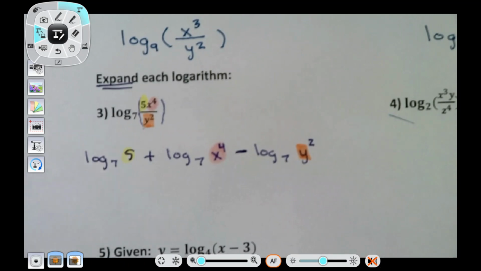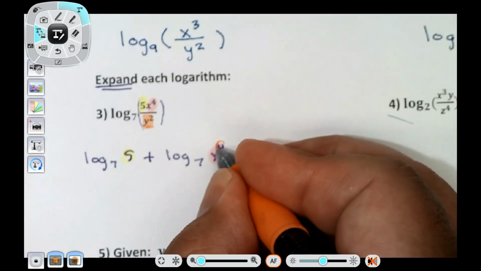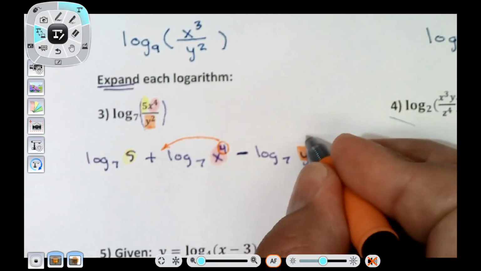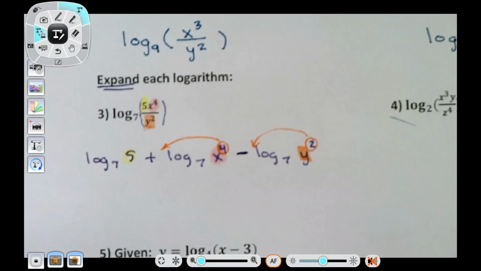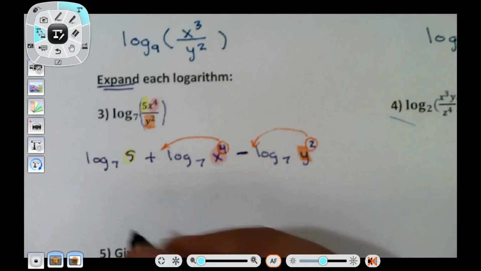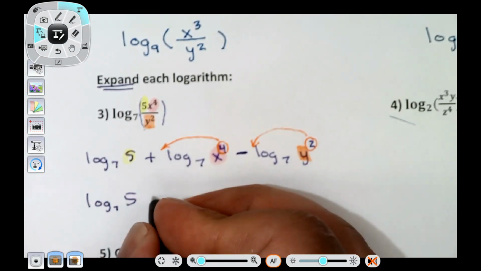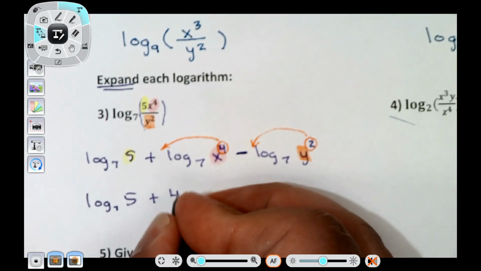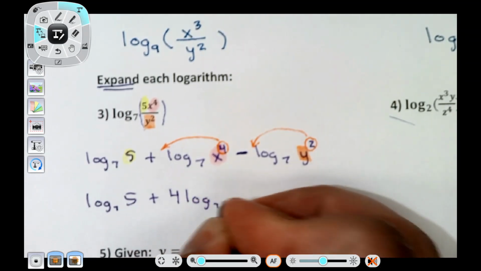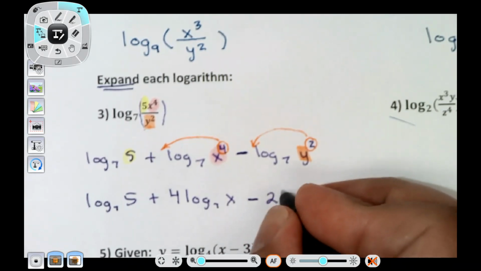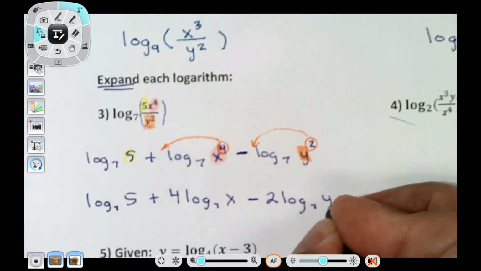Well, we already know what we can do. According to our rule, we can take that power and bring it down in front of the log. So here is officially my final answer. Log base 7 of 5. That one was done. Now this is going to be a 4 log base 7 of x minus, bring down the 2 log base 7 of y.